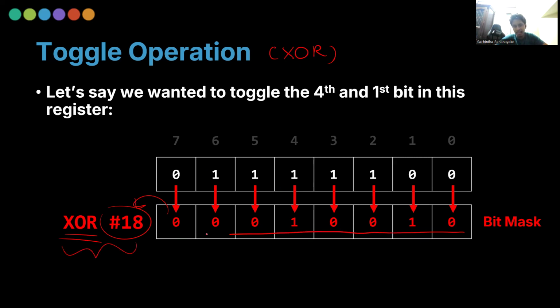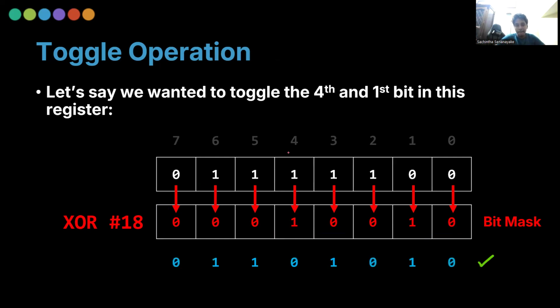But where did the 18 come from? That's this number's denary representation. You perform XOR on this, and you end up making the fourth bit, which was previously a 1, a 0, and the first bit, which was previously a 0, a 1. All the other bits remain exactly the same. There's a small mistake here, guys. This bit should be a 1 because 1 XOR 0 is a 1. But just to double check, yes, everything else is correct.